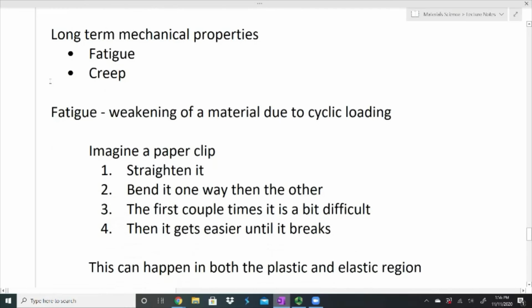Really quickly, I want to touch on two other things. We'll talk more about these in class, but I just want to touch on them so that you guys can begin thinking about them. Some long-term mechanical properties, properties that take a long time to exhibit. We have fatigue and we have creep. Fatigue is weakening of a material due to cyclic loading. This means that I'm going to load, unload, load, unload, load, unload. I'm going to repeat that loading over time.